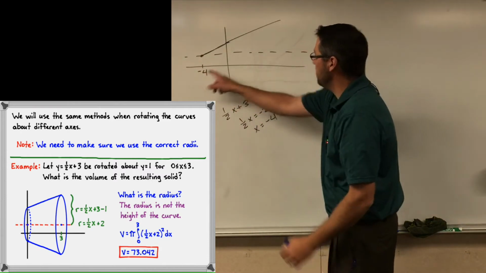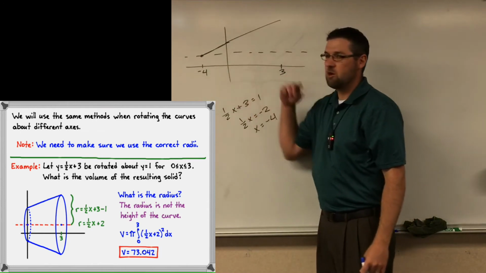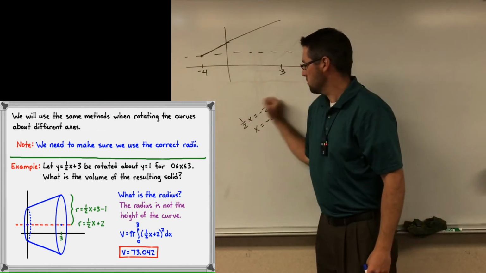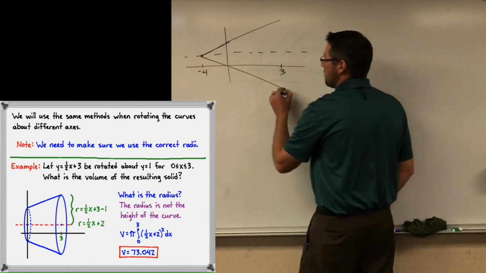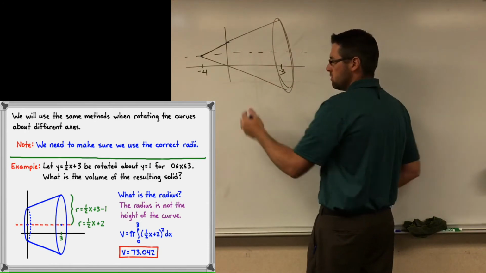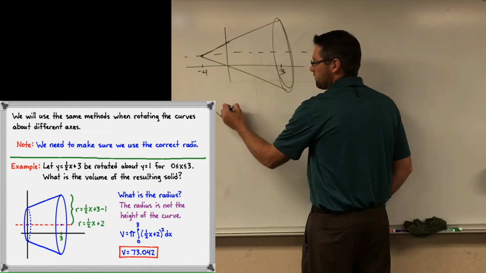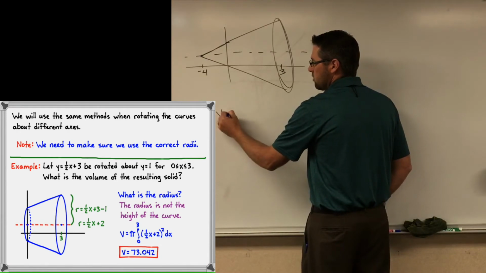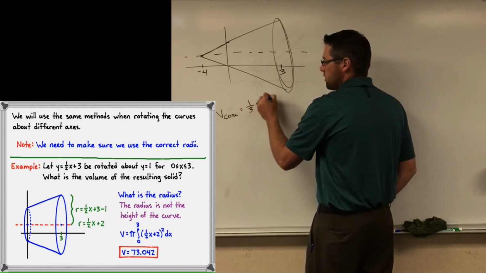If I go from -4 to 3, what kind of shape am I going to get? I'm going to get a cone, right? So let's revolve this around there. How big is the radius if it's a solid, just a cone? Well, first of all, what's the volume of a cone? 1/3 pi r squared times h.